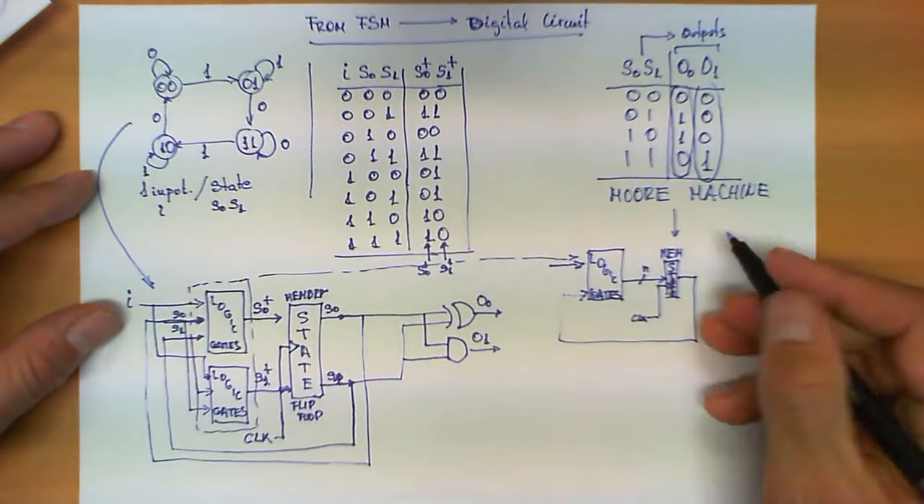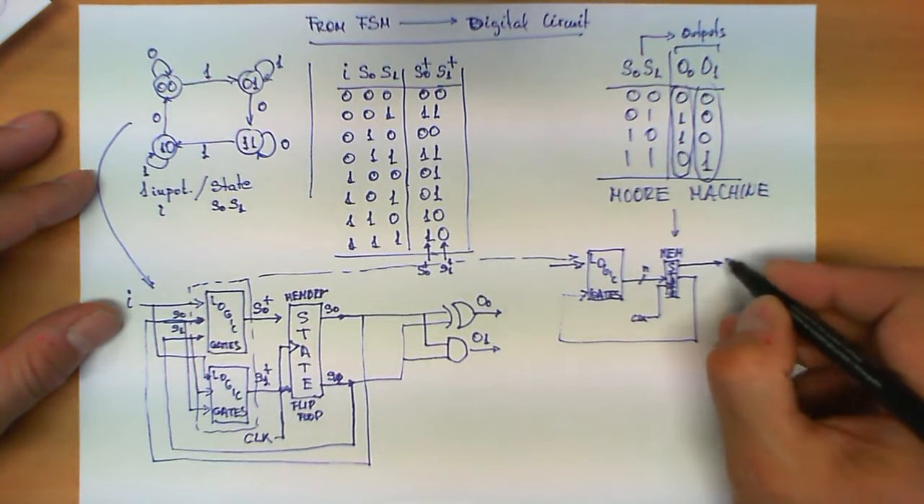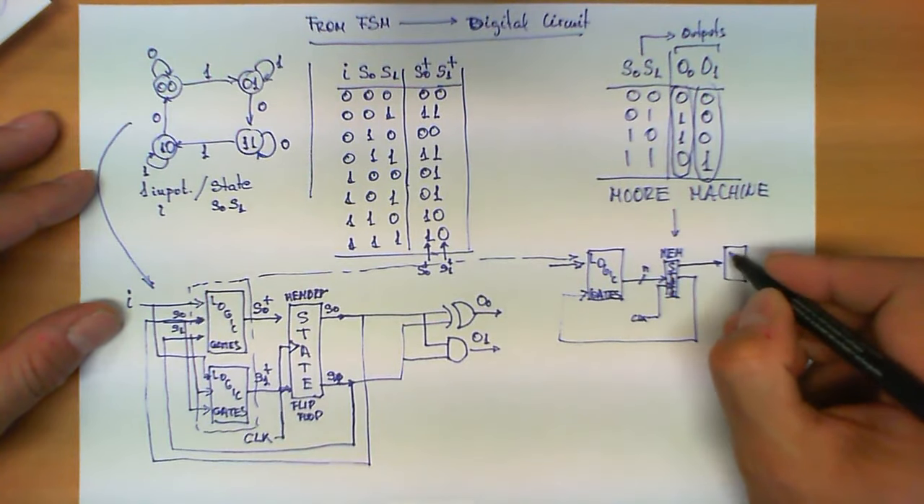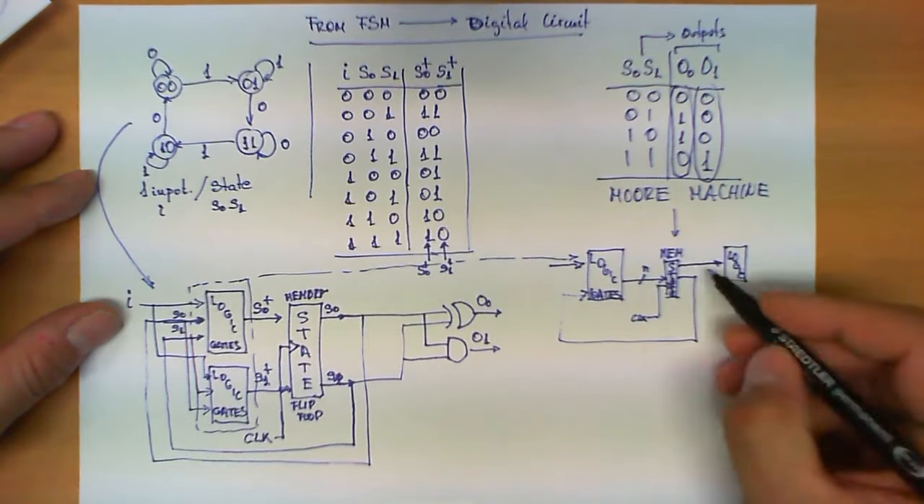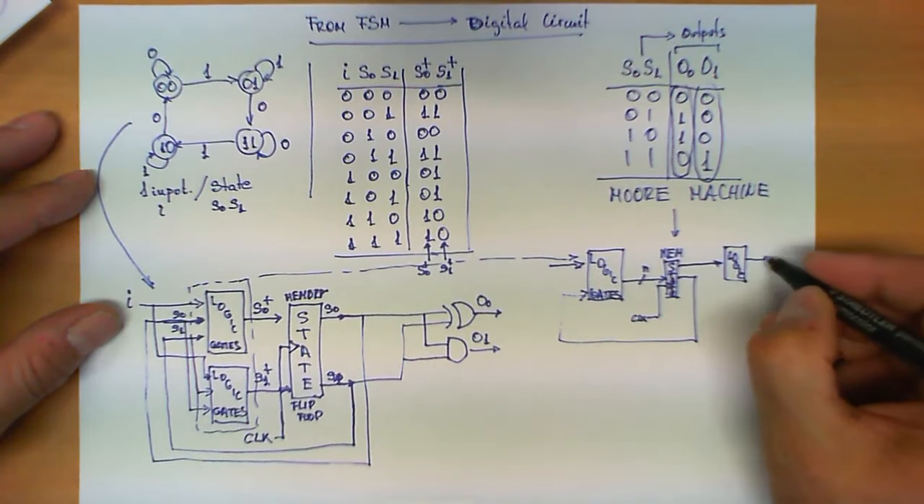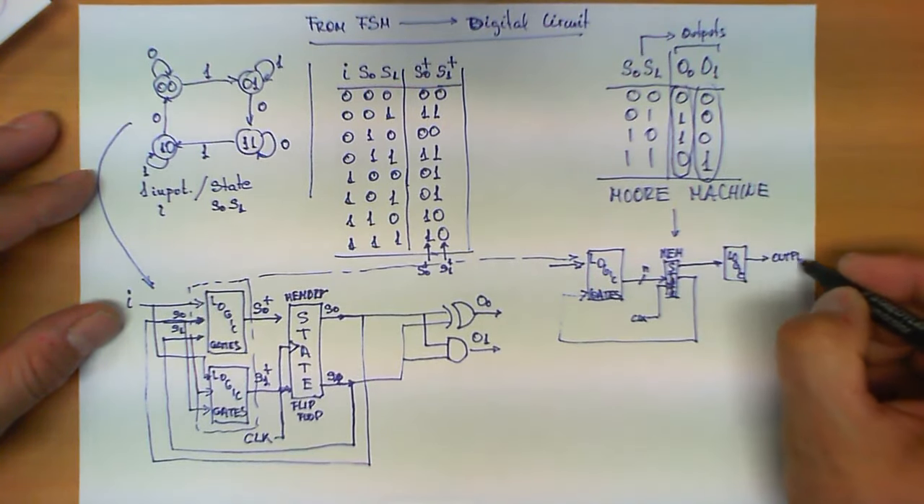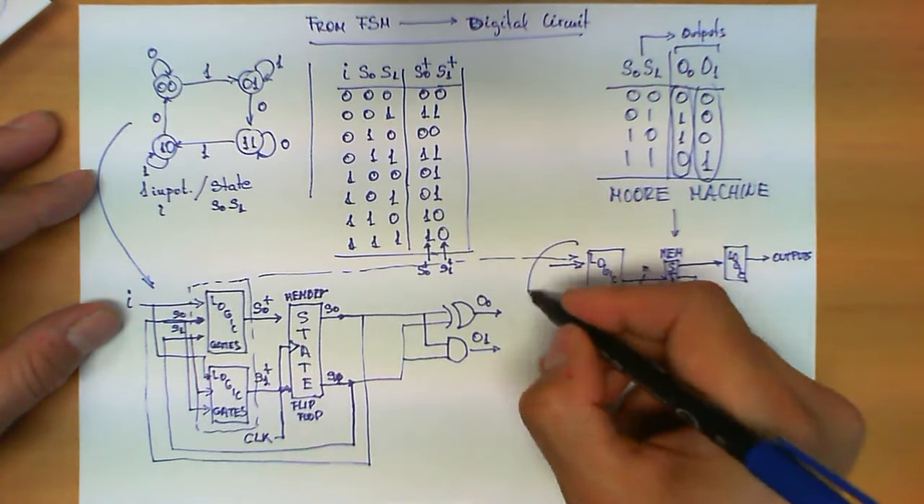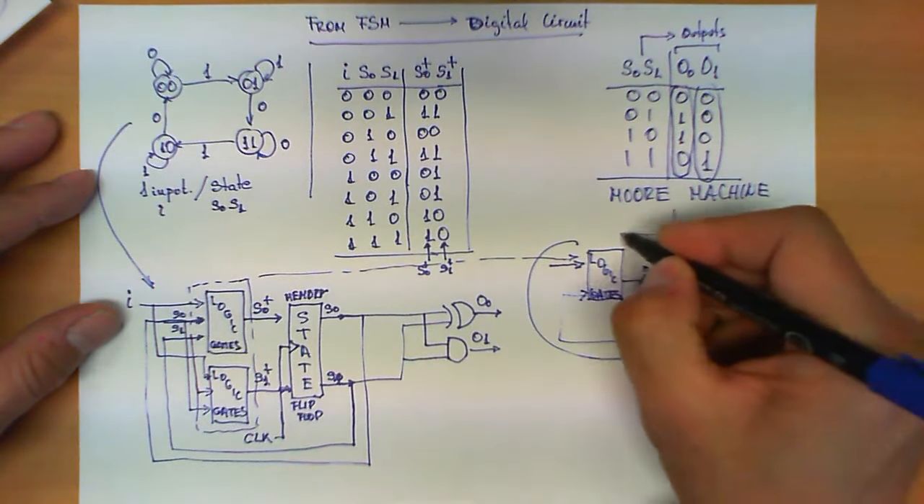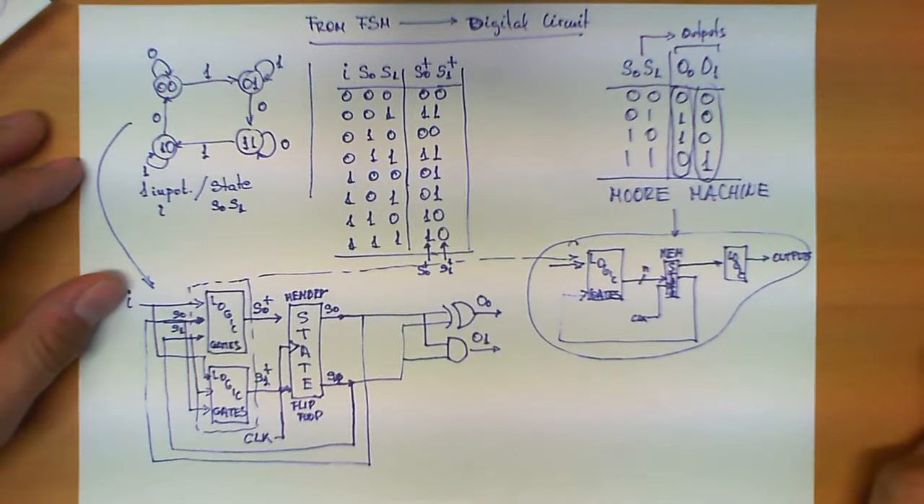Additionally, in case of a Moore machine, there is another block of logic gates here that take the state variables and produce the outputs. So what we have here is a schematic representation of a Moore machine.